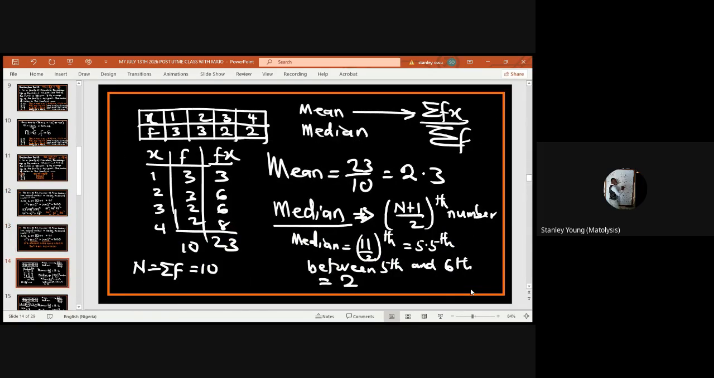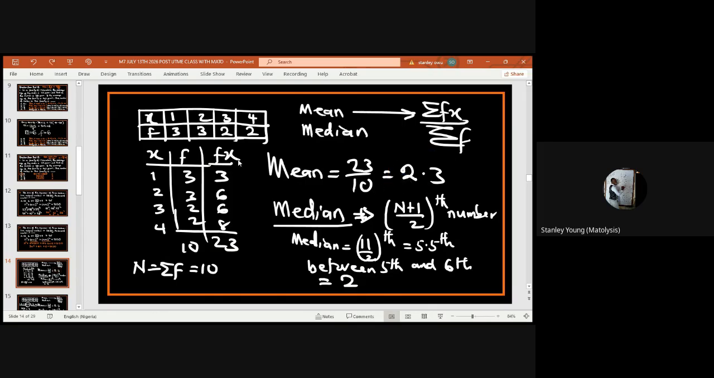Then I talked about finding mean. Mean is summation fx over summation f. Like in this case, you just create a 3-column table and you have fx. Your fx is 1 times 3, 3, 2 times 3, 6, 3 times 2, 6, 4 times 2, 8. You add up, that gives you 23, divided by the sum of f, which gives you 10. So from there we have the result to be 23 over 10, which is 2.3.